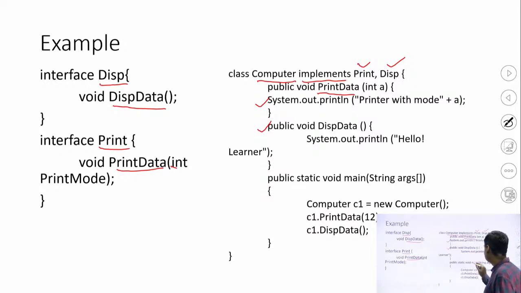Then we have defined a main method. Within the main method we have created an object C1 of type Computer. Then we call C1.printData and C1.diskData. So in this example you can see that we have two interfaces, disk and print. Then a class Computer is defined. With the help of the Computer class we have implemented these two interfaces, print and disk, and we define the definitions of printData and diskData. In the main method we call these two methods with the help of object C1.